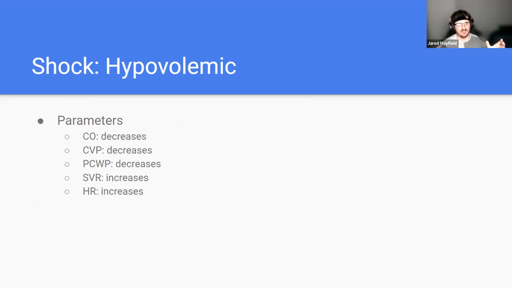For the parameters of shock, if you think of it as complete volume down, by definition, the preload is also down. So going back to those equations, you can expect cardiac output to go down, CVP, which is a surrogate for the right atrial pressure, to go down, and the pulmonary capillary wedge pressure, which is a surrogate for the left atrial pressure, has to go down as well. And as a result, the SVR or the TPR goes up, and heart rate also goes up.